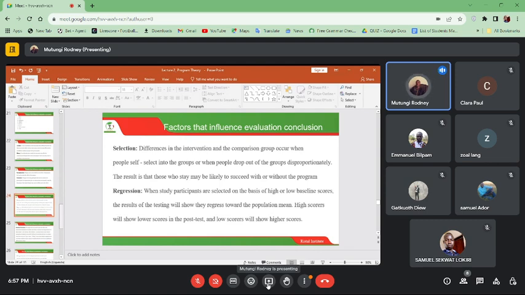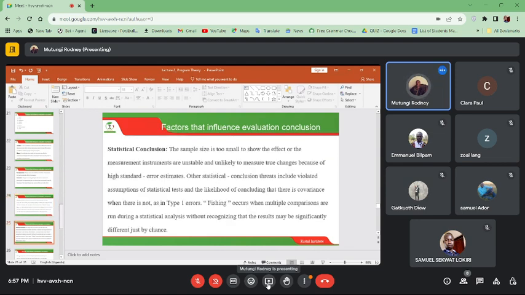Okay, so the fact that whenever you're doing your post test or after your program, these values tend to come close to the population mean, or the mean value of the baseline score, is always also a factor that influences or affects our results when we are doing evaluation.